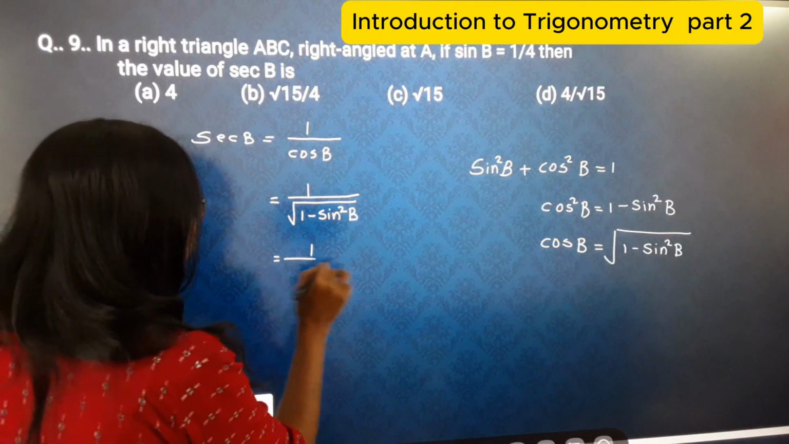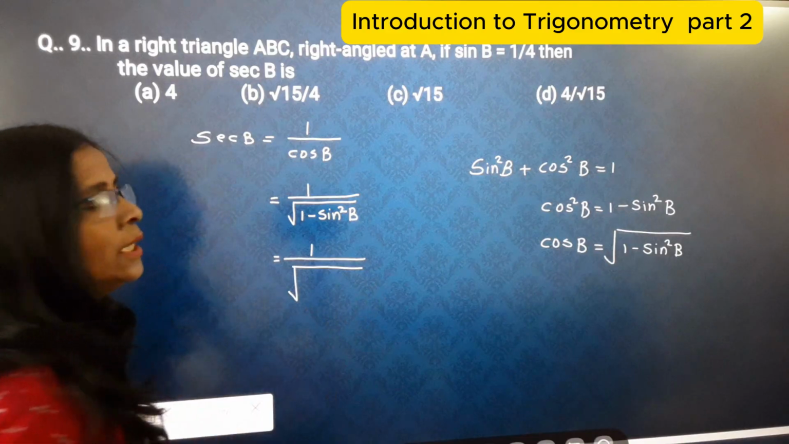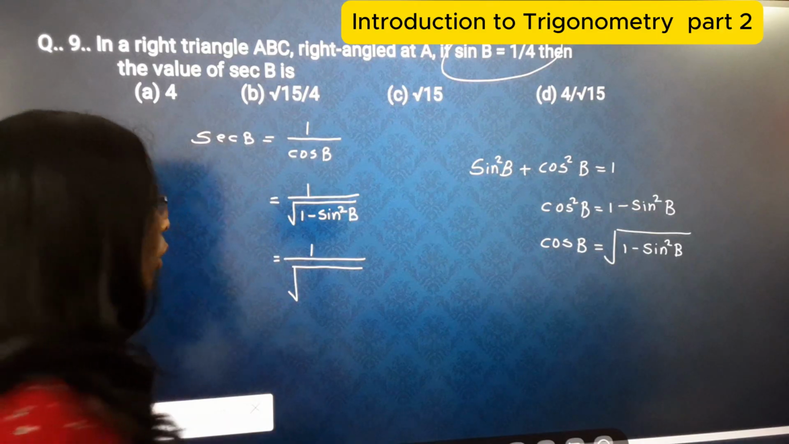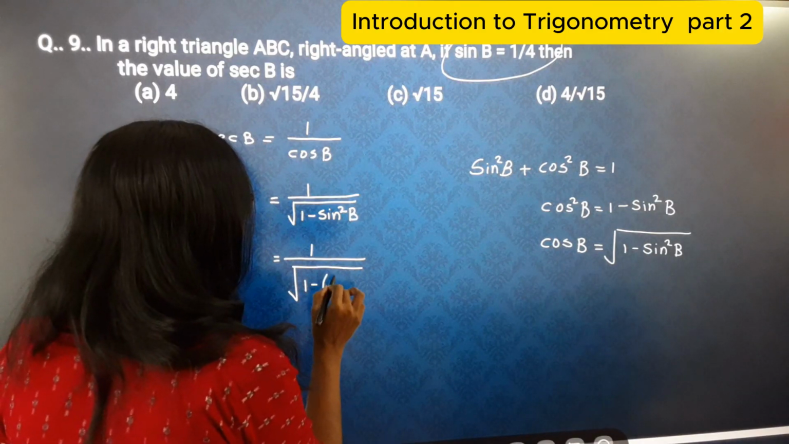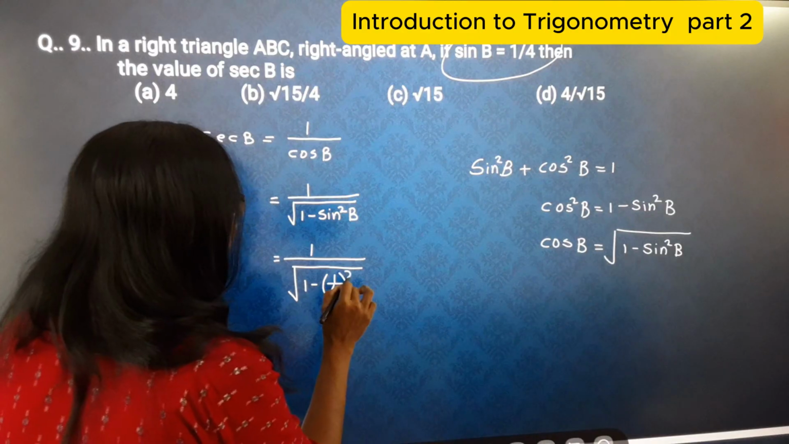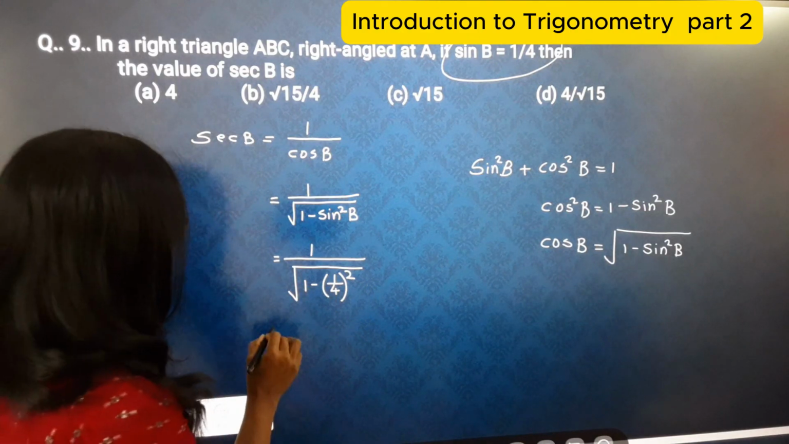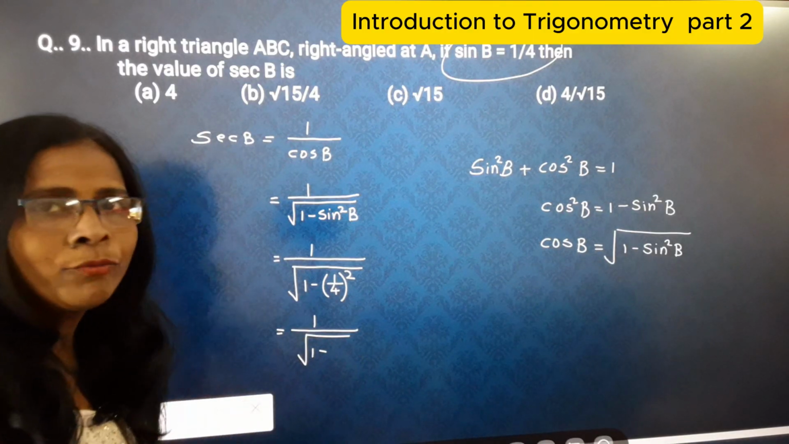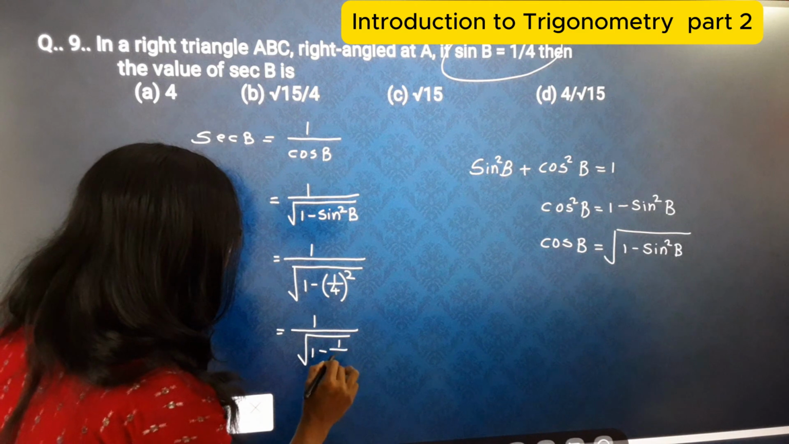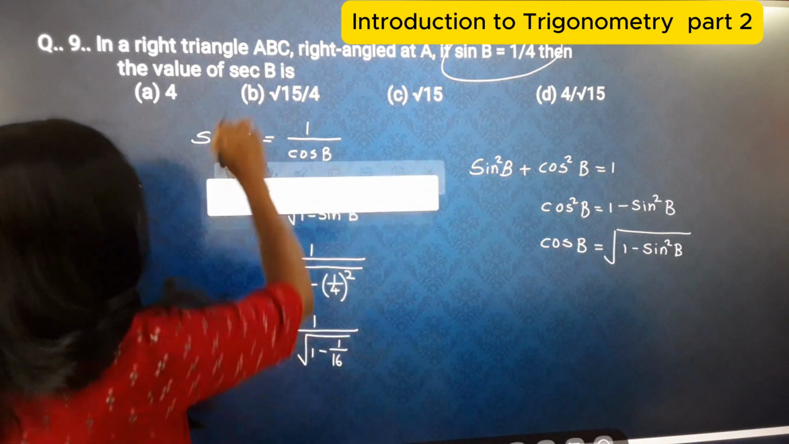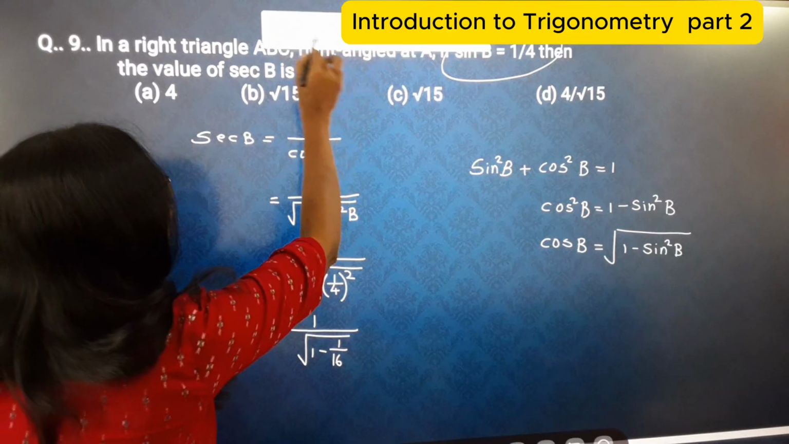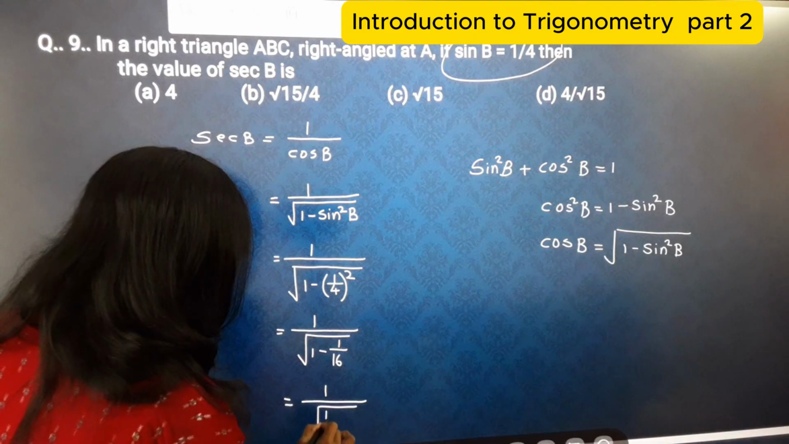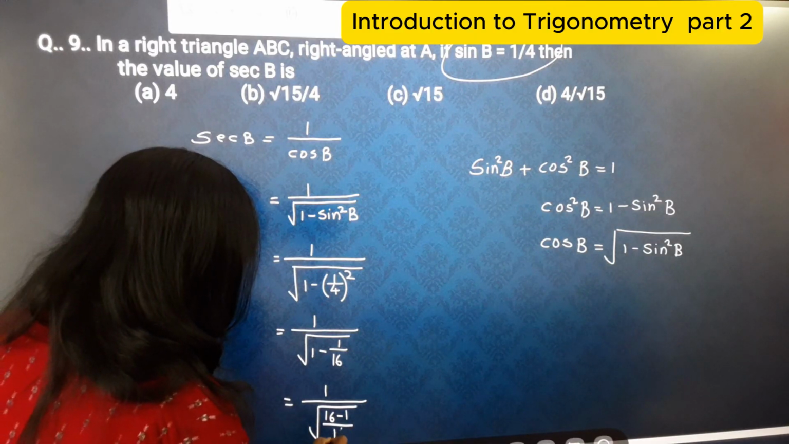Now students, if you observe, the given value of sin B is equal to 1 upon 4. So I substitute here 1 upon 4 whole bracket square. So here 1 upon the square root of 1 minus the square of 1 upon 4, that is 1 upon 16. Now we simplify this one. That means 1 upon the square root of 16 minus 1 upon 16.